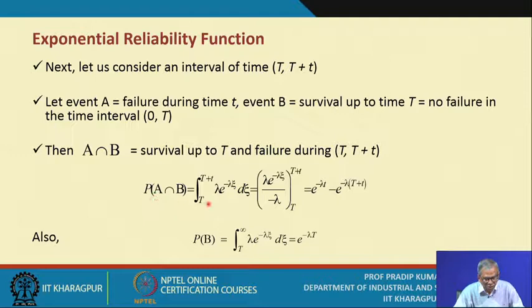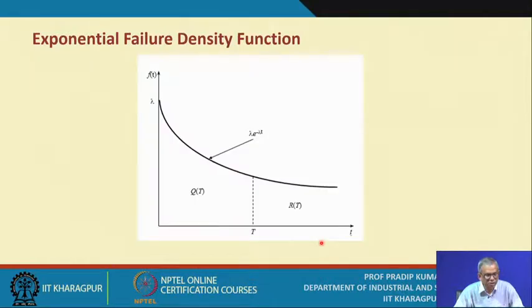So, you have these expressions ultimately: e to the power minus lambda t minus e to the power minus lambda (t plus delta t). Ultimately, this is the probability, where B is the survival up to time t, that is e to the power minus lambda t. So, this is another way we are getting the expression for the reliability.